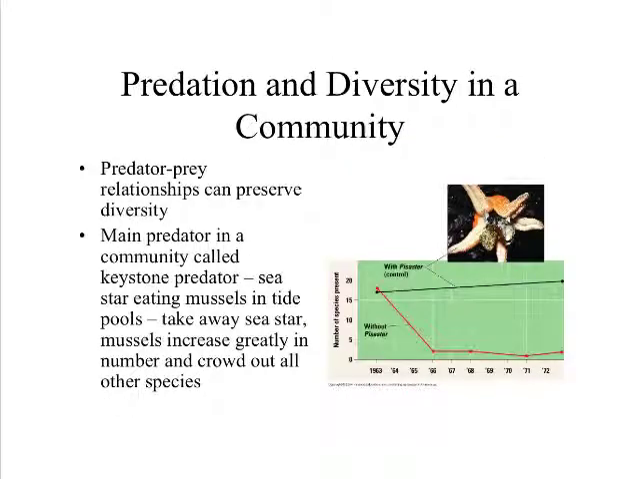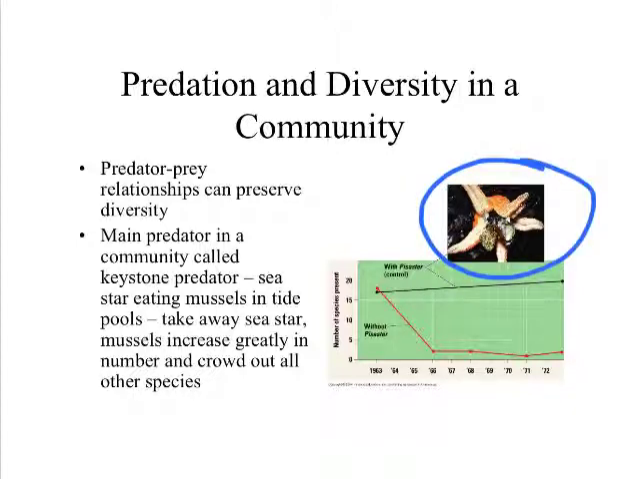Something that most people don't really think about is that this predator-prey relationship actually preserves the diversity within a community. The main predator in a community is what we call a keystone predator. If you take them away, then their prey all of a sudden increases greatly and crowds out all the other species. That can happen, as an example here, with this mussel-eating sea star.